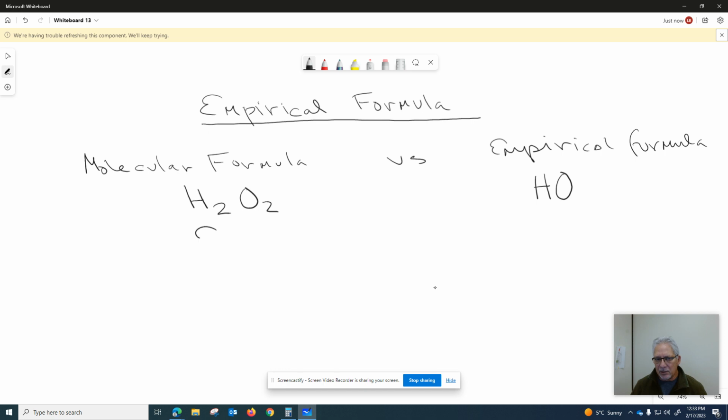Let me give you another example. Benzene, which is an organic compound, will have the following formula, and the empirical formula will be CH, one carbon per one hydrogen, because the ratio is 1 to 1. Let me make another one. This is another organic compound, C2H4. So the empirical formula will be one carbon per two hydrogen, and that will be your empirical formula.